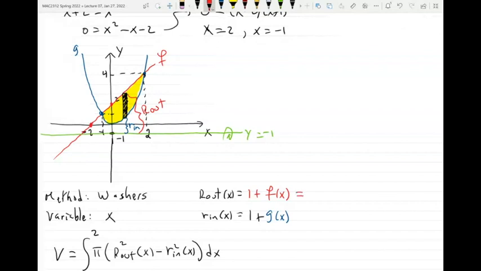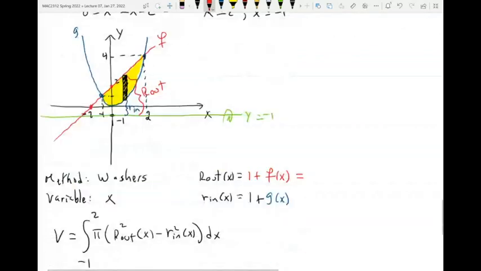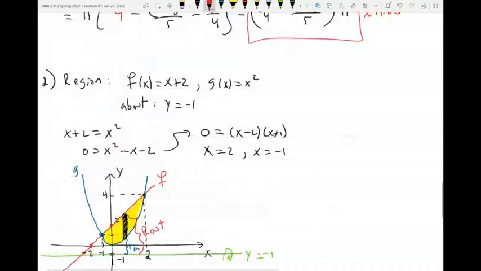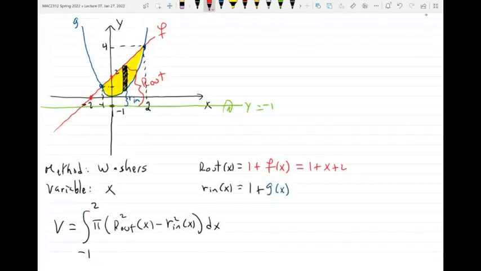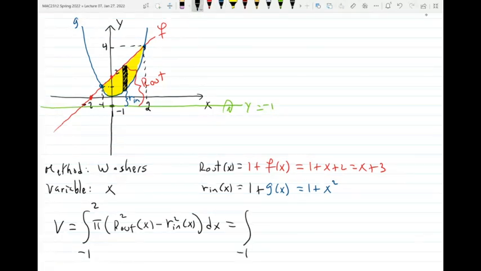Okay, so let's see. R out is going to be 1 plus what is f? What was f? x plus 2. So that's x plus 3, right? And then R in is 1 plus x squared. And that's it. That's as far as we go. So let's write it down. This is going to be the integral of (x plus 3) squared minus (1 plus x squared) squared dx.